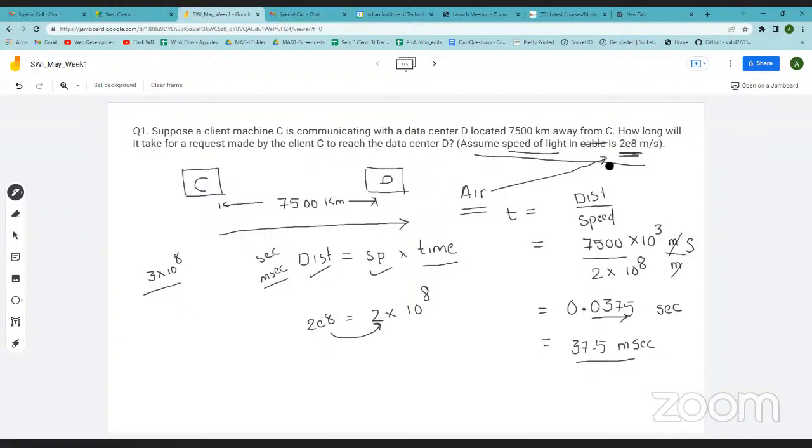Please do not presume anything. Do not assume that the speed in air is generally 3, so I'll take 3. In this case, it would have been wrong. It was a mistake from my side because I have given the speed of light in cable, but I observed this after all of you responded. So I just left the value to be 2 into 10 raised to power 8, but in air it is 3 into 10 raised to power 8. I don't want your values to change, that's why let it be.